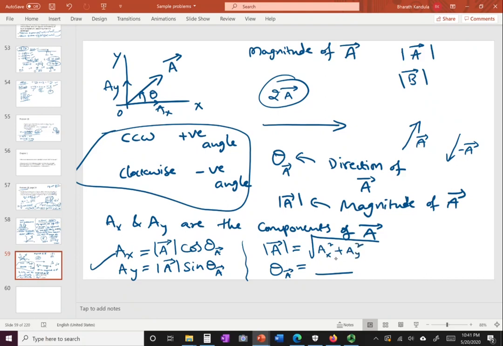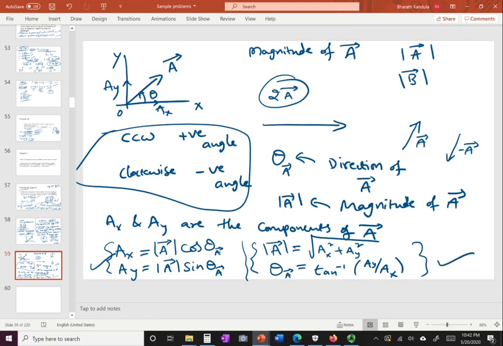Now the magnitude formula is the square root of Ax squared plus Ay squared. That means if you know the components of a vector, you can easily find its magnitude. To find the direction, we use the inverse tangent of the y component divided by the x component of the vector. Understand? These four are very important equations in this chapter. If you know the magnitude and direction of a vector, you can easily find the components. If you know the components, you can easily find the magnitude and direction. These formulas are in your formula sheet.